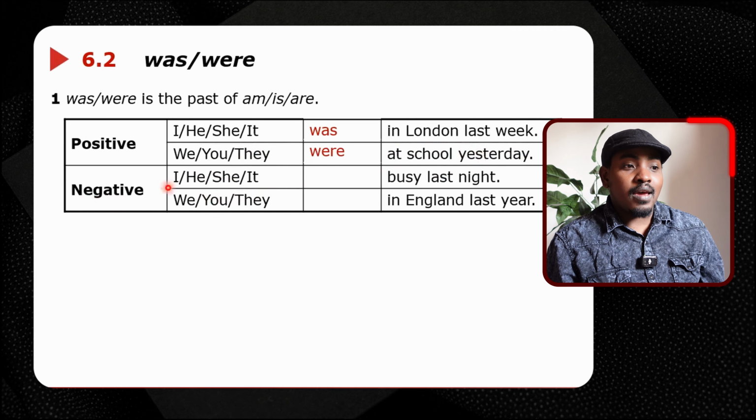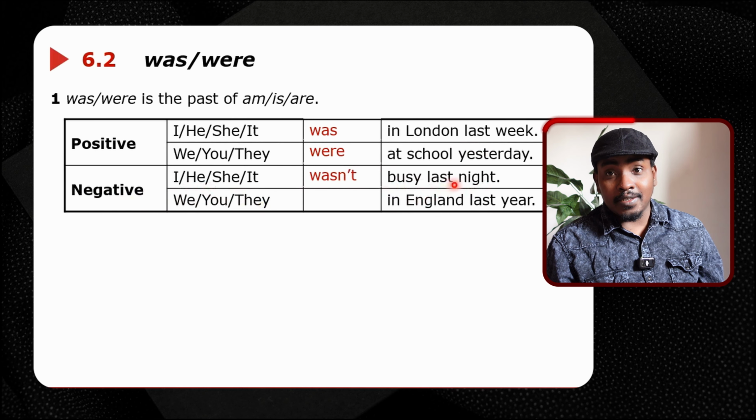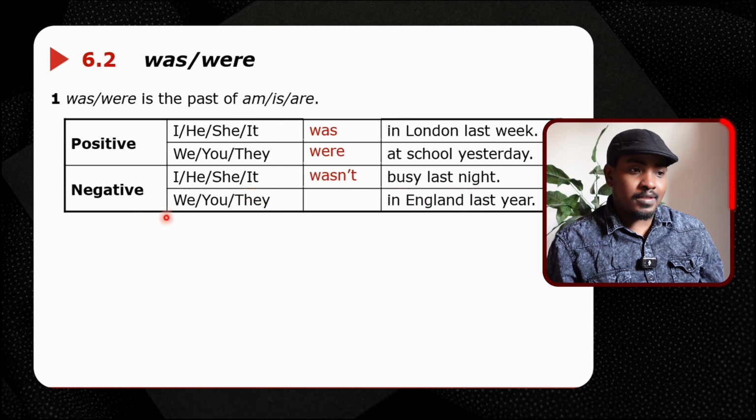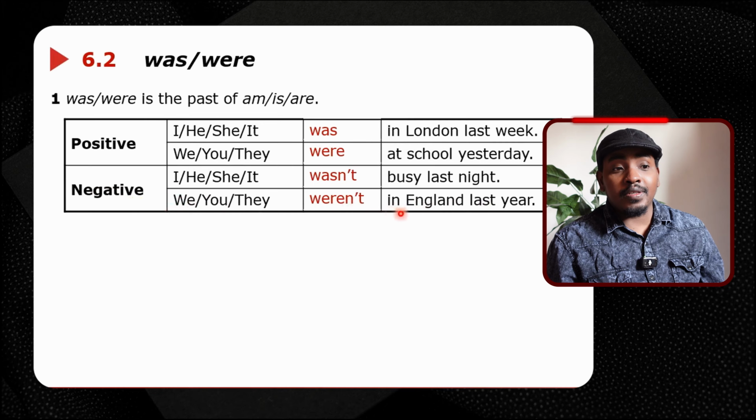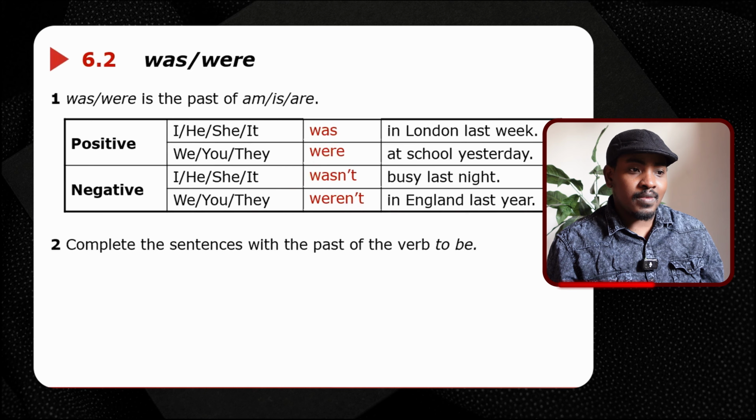Okay, negative. I wasn't busy last night. Okay, he wasn't busy last night. It wasn't busy last night, for example. Negative. Okay, also here, we weren't in England last year. You weren't in England last year. They weren't in England last year. Weren't, were not, right? Wasn't, was not.